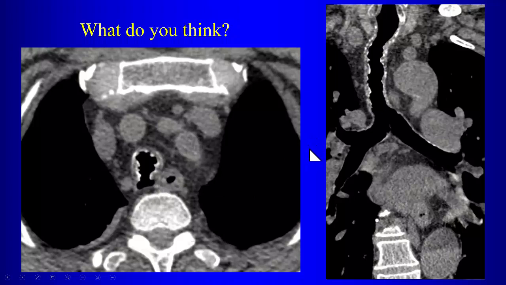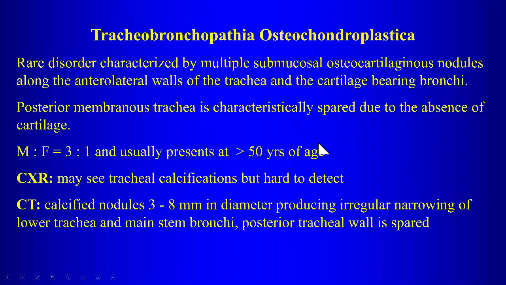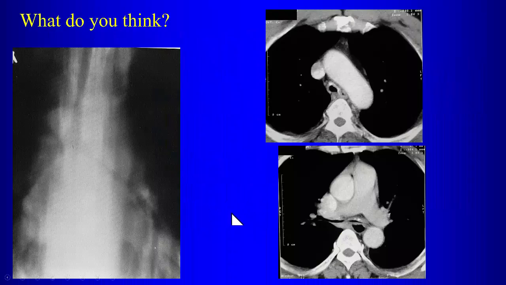Okay. So this is just osteocartilaginous transformation of the cartilaginous wall there. So you get these nodules that extend into the tracheal wall. Usually it's an incidental finding, right? Usually this does not cause problems. You just need to be able to recognize that as TBO. And it spares the posterior part of the trachea because there's no cartilage there, right?